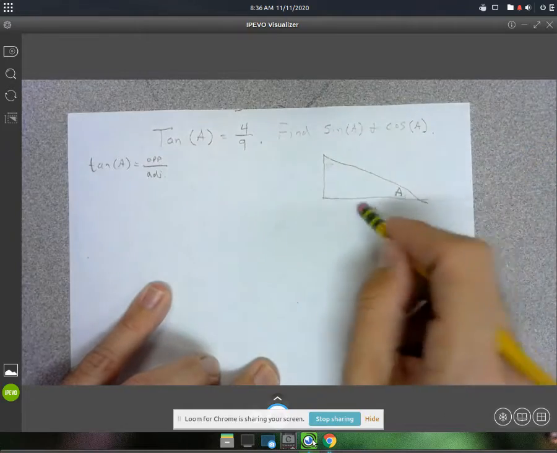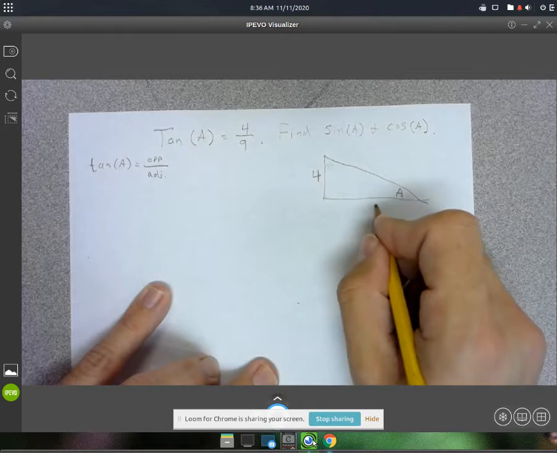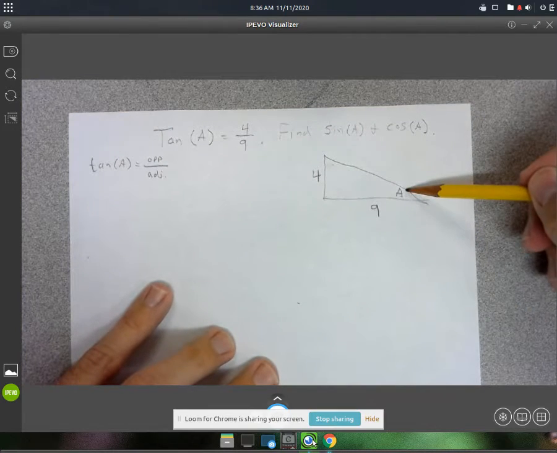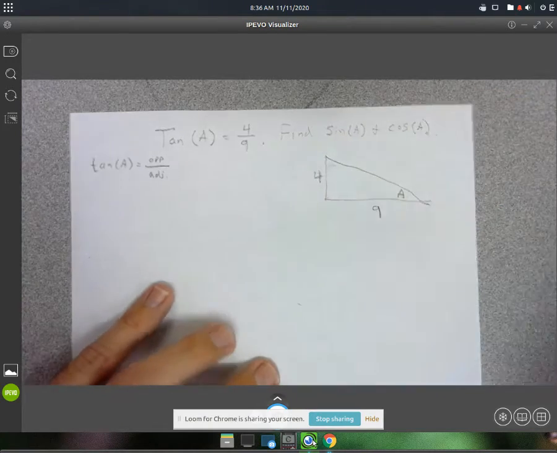and swap these numbers around here. So let the shorter side be 4 and the longer side be 9. So now tangent of A is 4 over 9, opposite over adjacent.